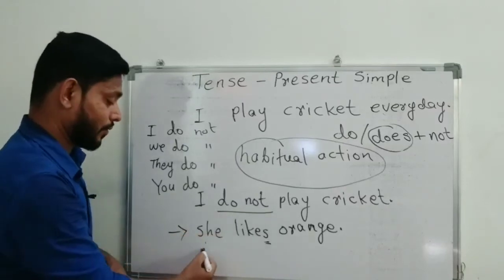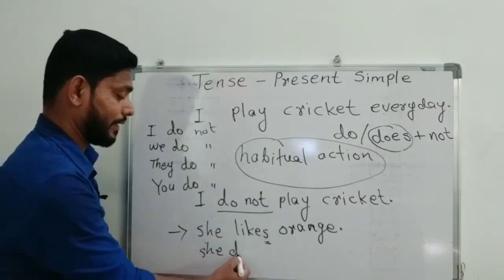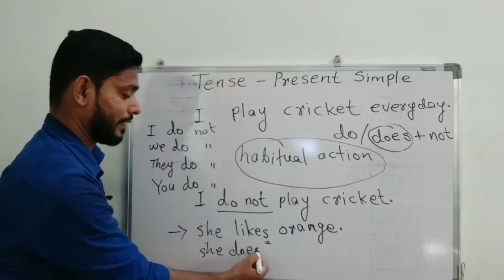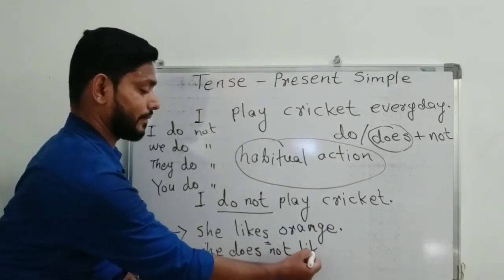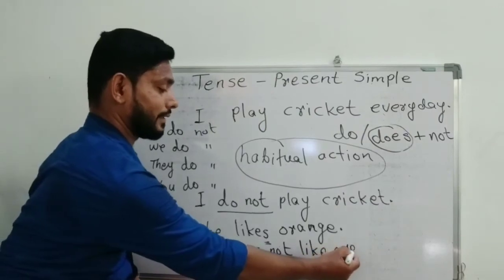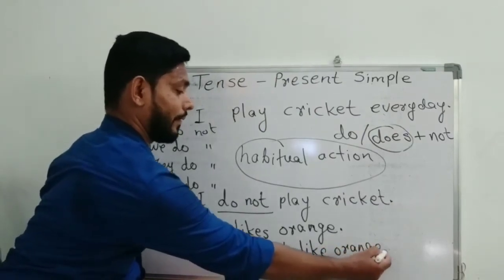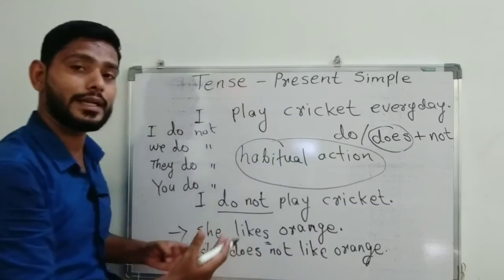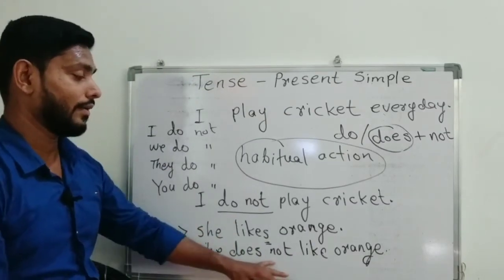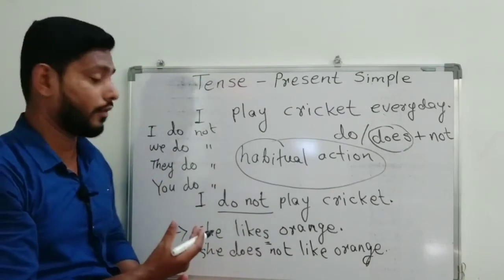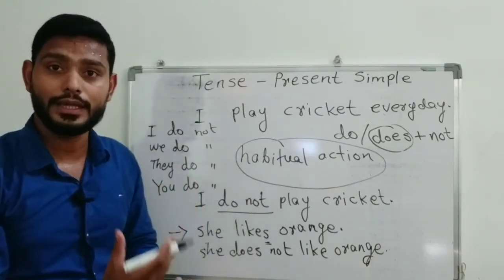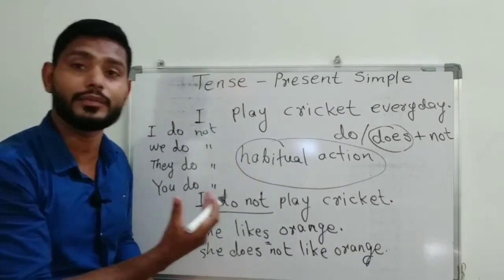Okay, so the negative sentence will be she does not like orange. She does not like orange. Okay, this is also a negative sentence. She does not like orange. Okay, so I hope you know the contraction means short form of do not and does not. Okay, that's an extra piece of information for you.